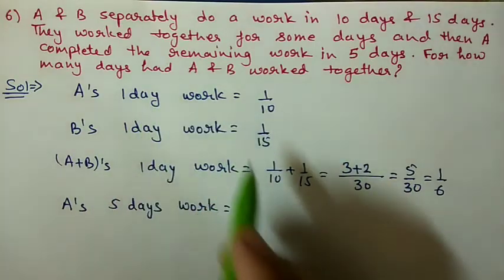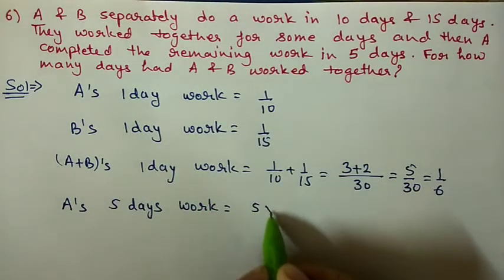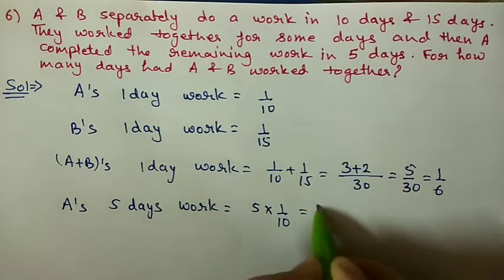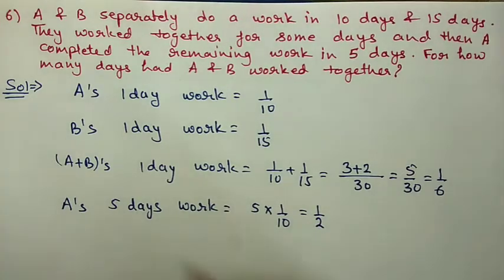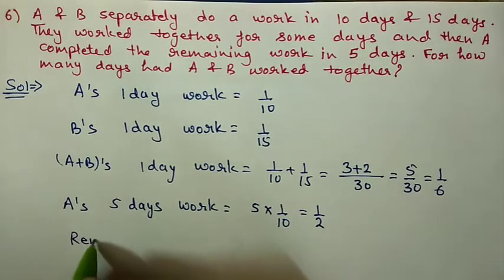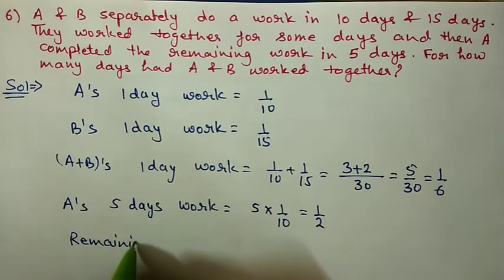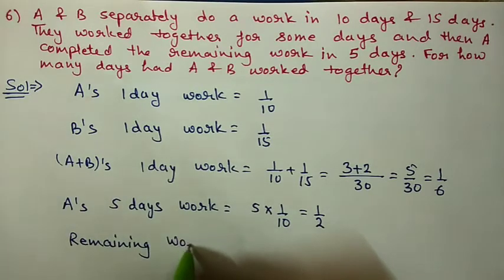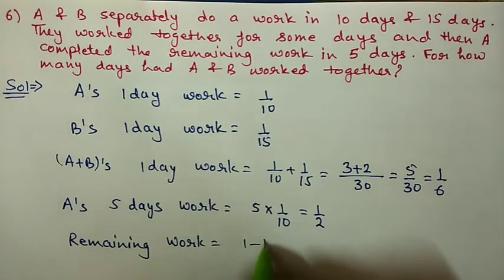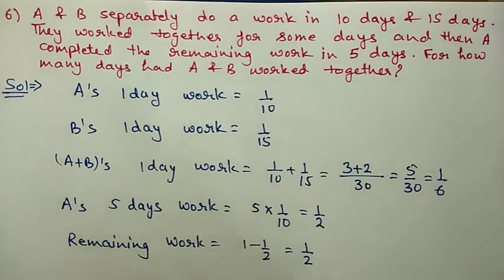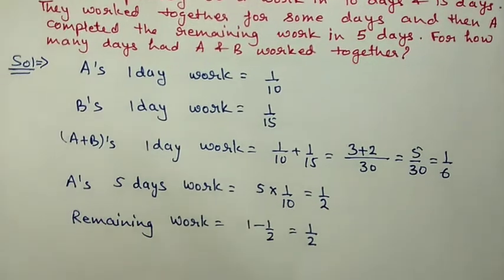In 1 day he is doing 1 by 10. So in 5 days he will do 5 into 1 by 10, means half work he will do. So remaining work will be 1 minus half, which is equal to half. Full is 1 work and he has done half work. So this half work they did together.